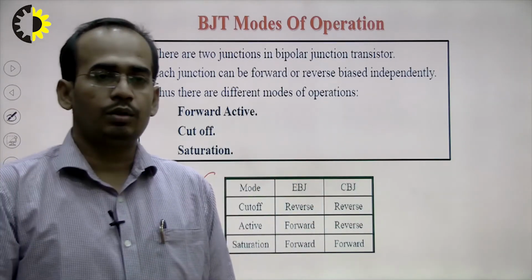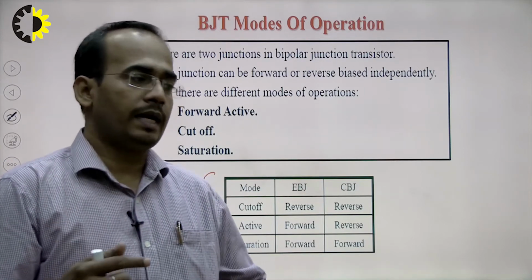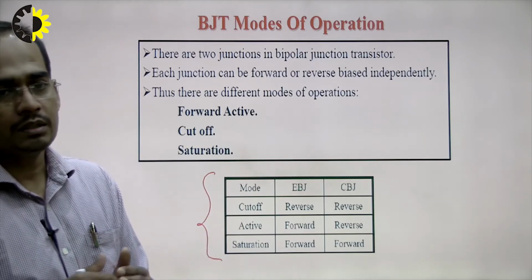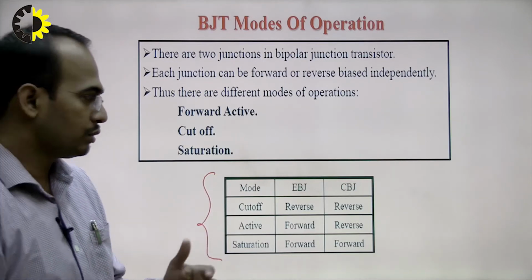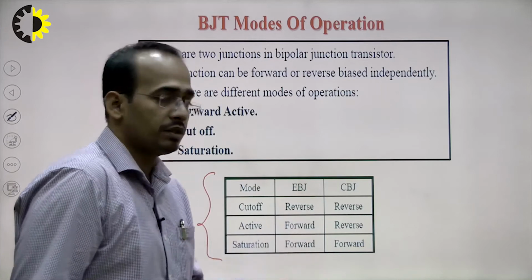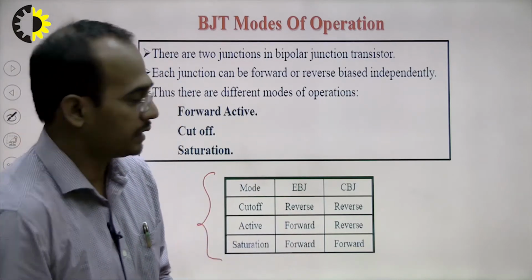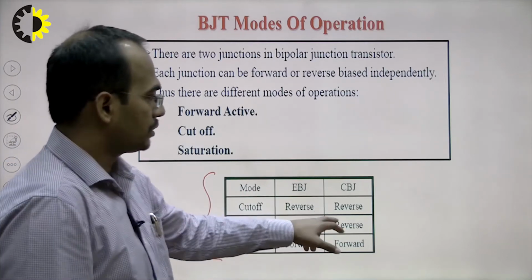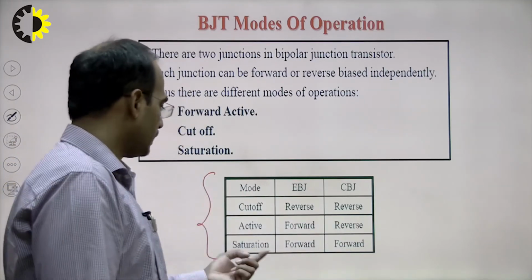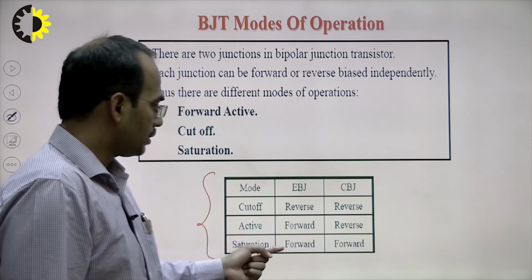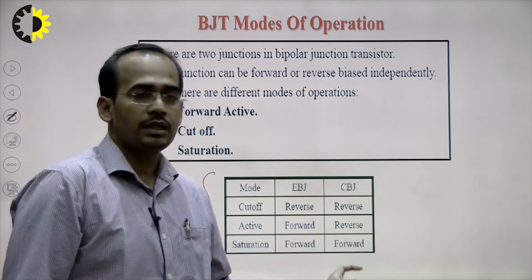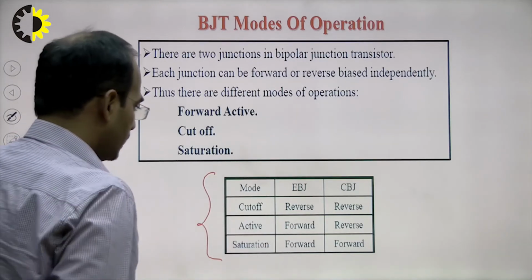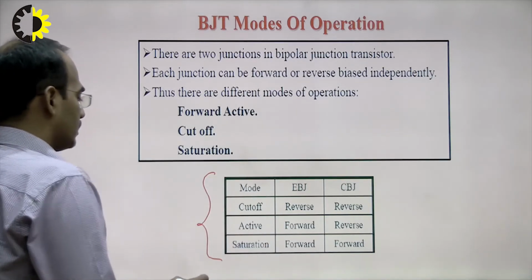As I told you, there exist two PN junctions. Just as I make a PN junction diode forward bias and reverse bias, I will use the same procedure for the emitter base junction and the collector base junction. In the active mode, the emitter base junction should be forward bias and the collector base junction should be reverse bias. For operating this transistor in saturation mode, the emitter base junction should be forward bias and the collector base junction should be forward bias.